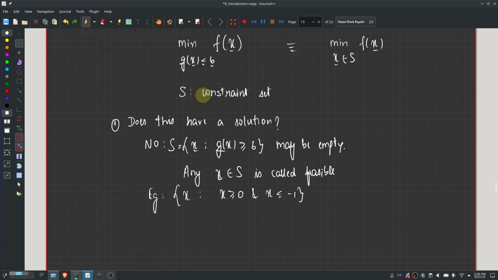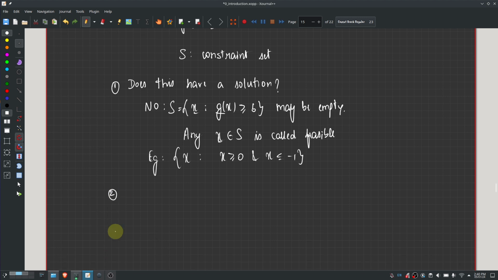So now firstly we have to determine if the problem has a solution at all. In the second case, now if there is a solution, is the solution unique? Not necessary. Can you give me an example of an optimization problem where you have multiple solutions? Can you give a more specific example?